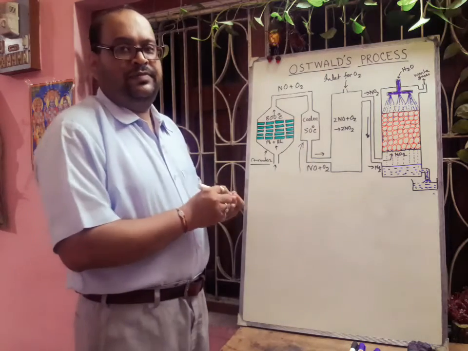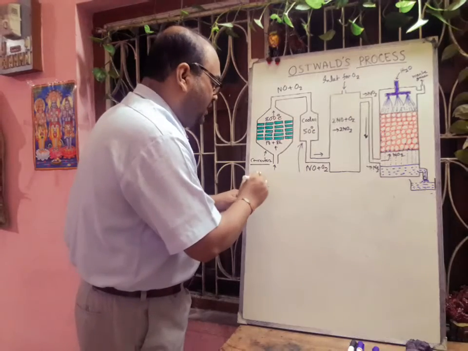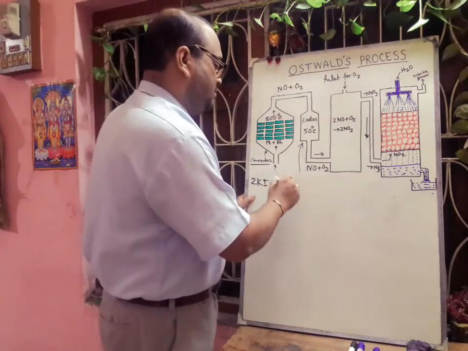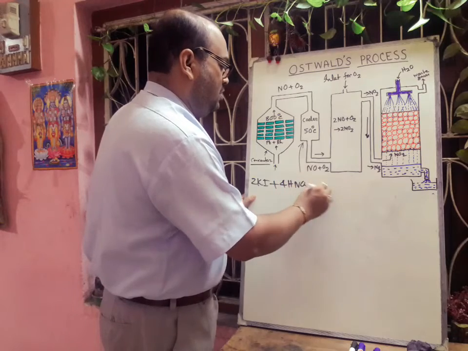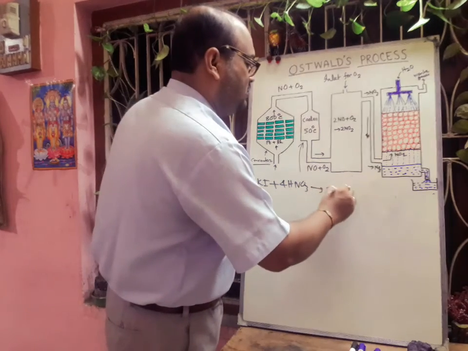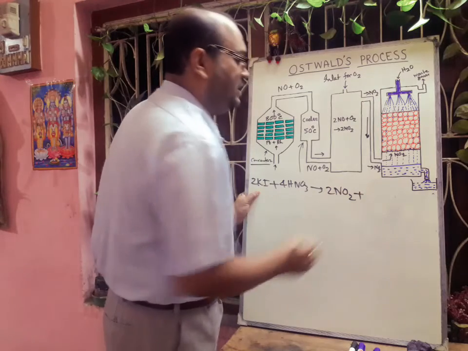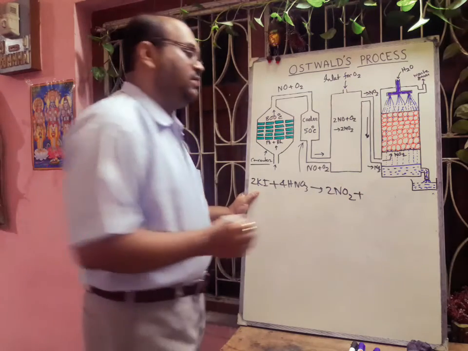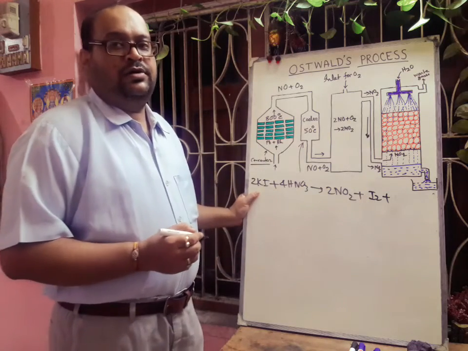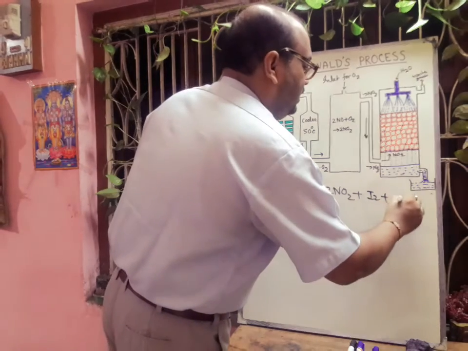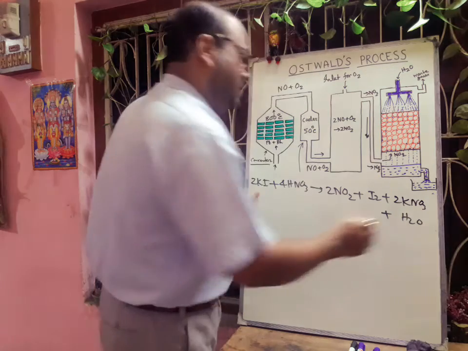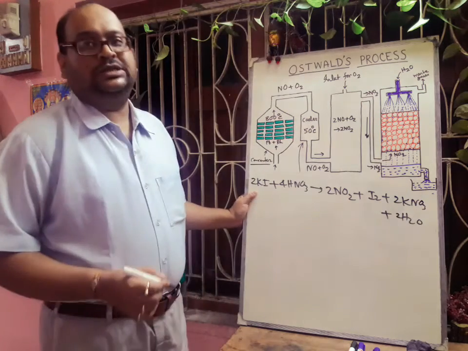So here that potassium iodide will react with this nitric acid and form the brown fumes of nitrogen dioxide, that is 2NO2. That is why the paper turns brown, and there will be formation of iodine also, along with the formation of 2KNO3 and water. So here 2H2 is required. So this is the reaction.